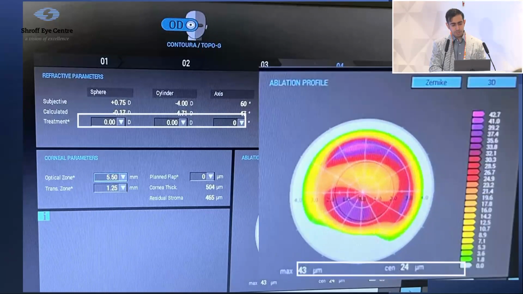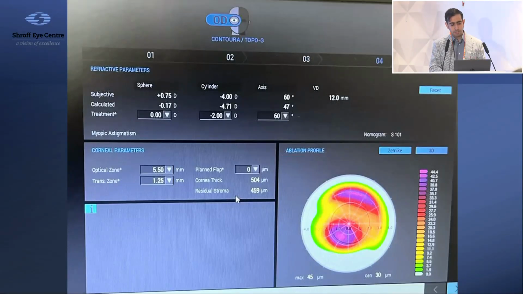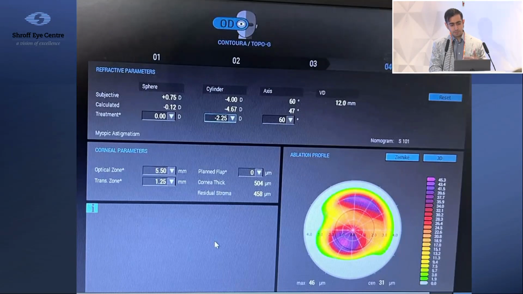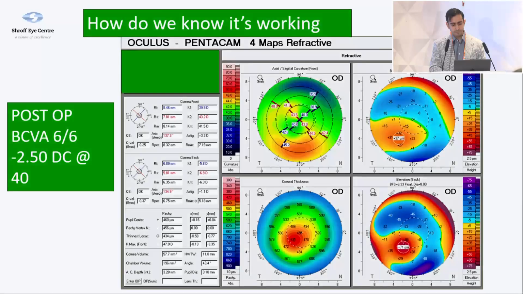We gradually increase, so what you do is you try to treat the cylinder as much as possible, and you see that you're not exceeding a maximum ablation of about 50 microns. And you can see that there's a difference between the central and maximum of about 15 microns, which would induce about a diopter of myopic shift in these patients. And we gradually went up on the cylinder, making sure that we did not cross the 50 microns limit.